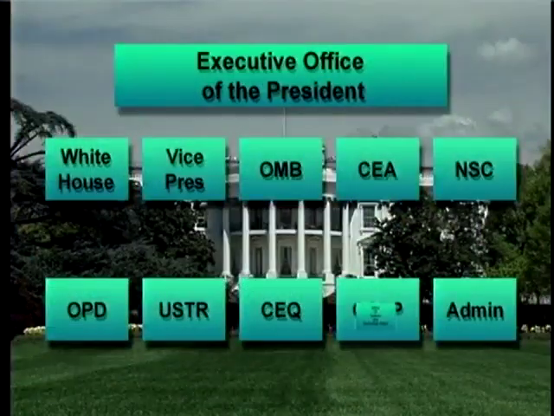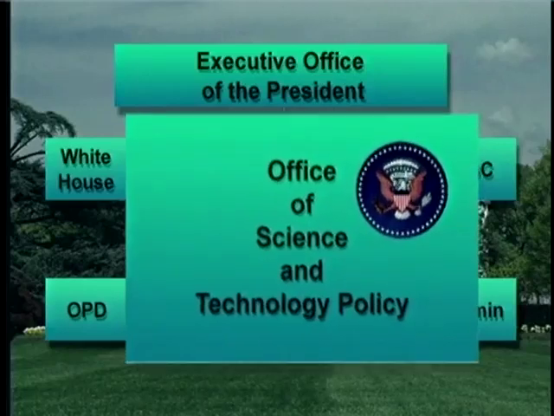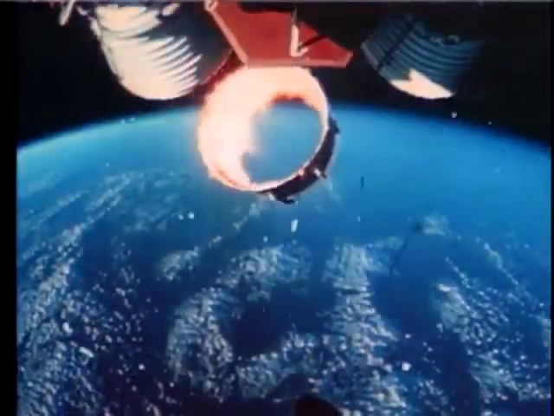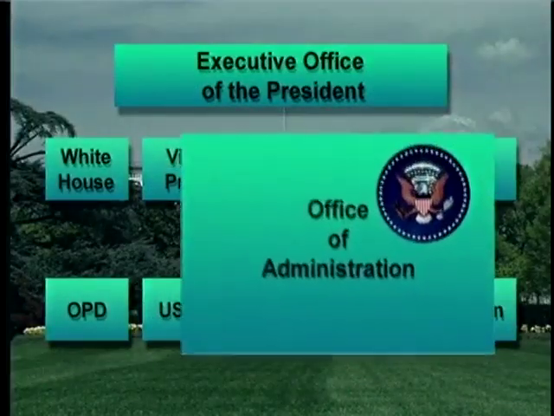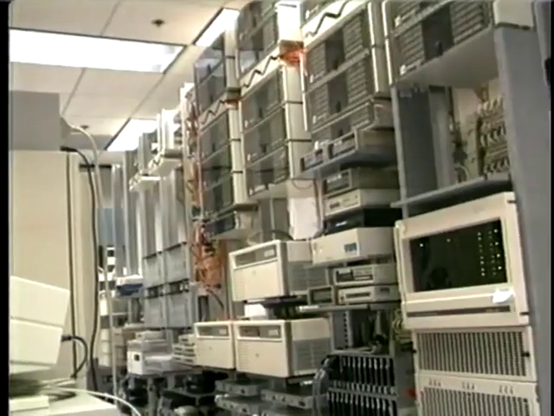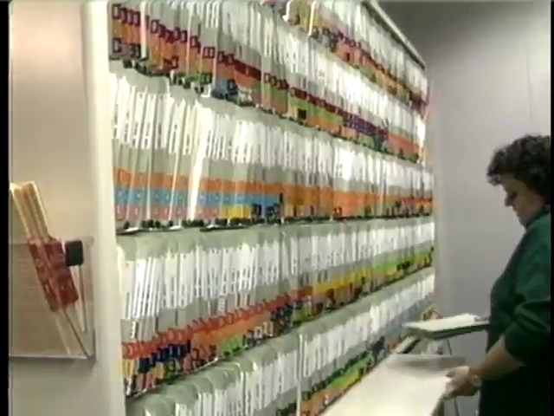The Office of Science and Technology Policy advises the President on scientific, engineering, and technological matters that affect the nation. The office researches such topics as solar energy and space travel and publishes reports relating to scientific policy. The Office of Administration assists each of the units of the Executive Office, providing data processing, clerical, and library services, except for the President himself, who has his own support staff.